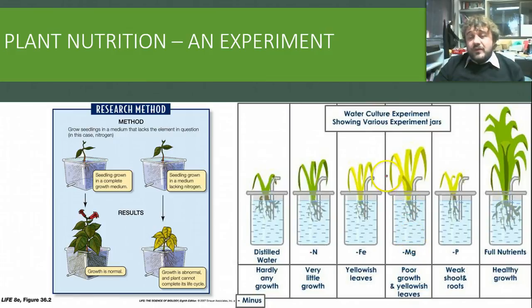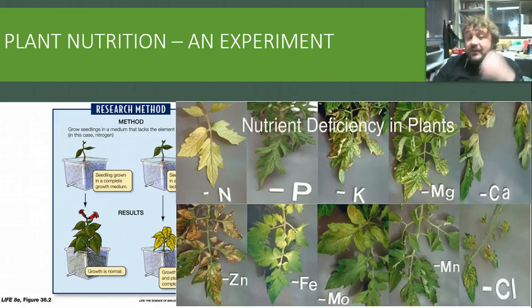Here we get this poor growth with yellowish leaves, and that's minus magnesium. If we take the iron out, we get yellowish leaves. If we take nitrogen out, though, it almost doesn't grow. It just kind of stays roughly the same. And here we've got an example, an actual set of results of the different nutrient deficiencies. So this one here's molybdenum, by the way. That's manganese, calcium, chlorine, iron, zinc, nitrogen, phosphorus, and potassium.